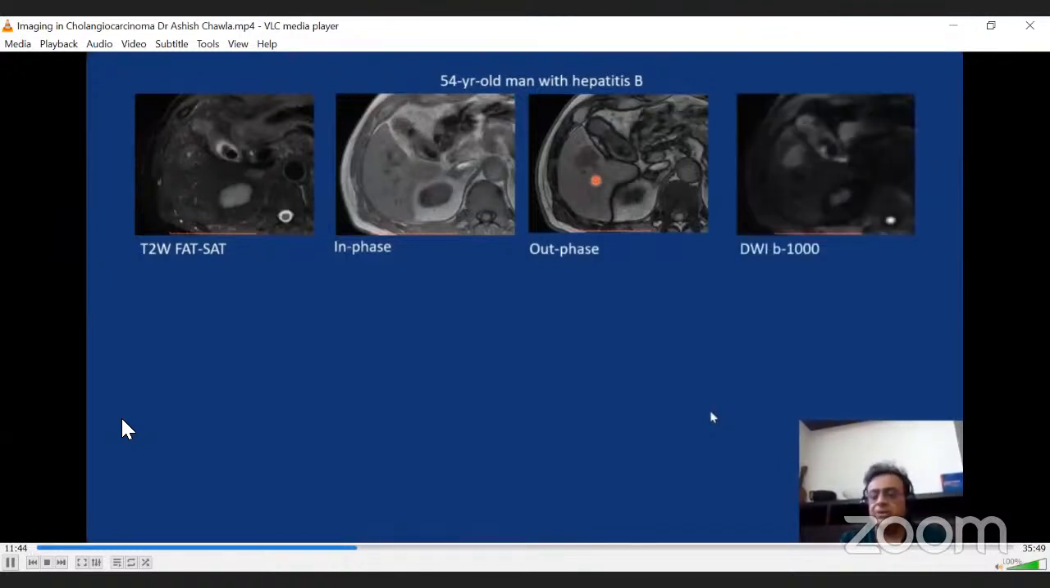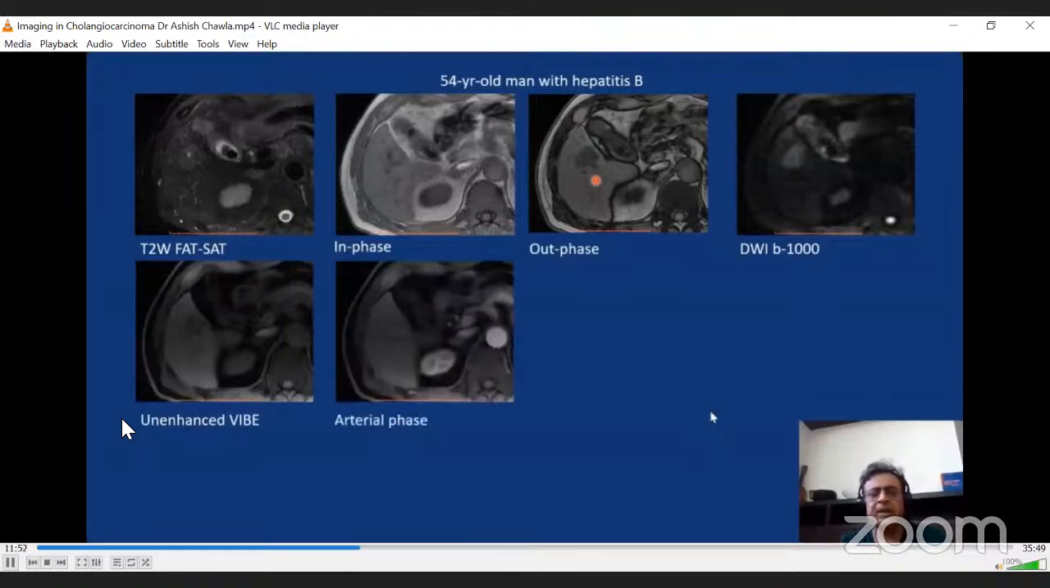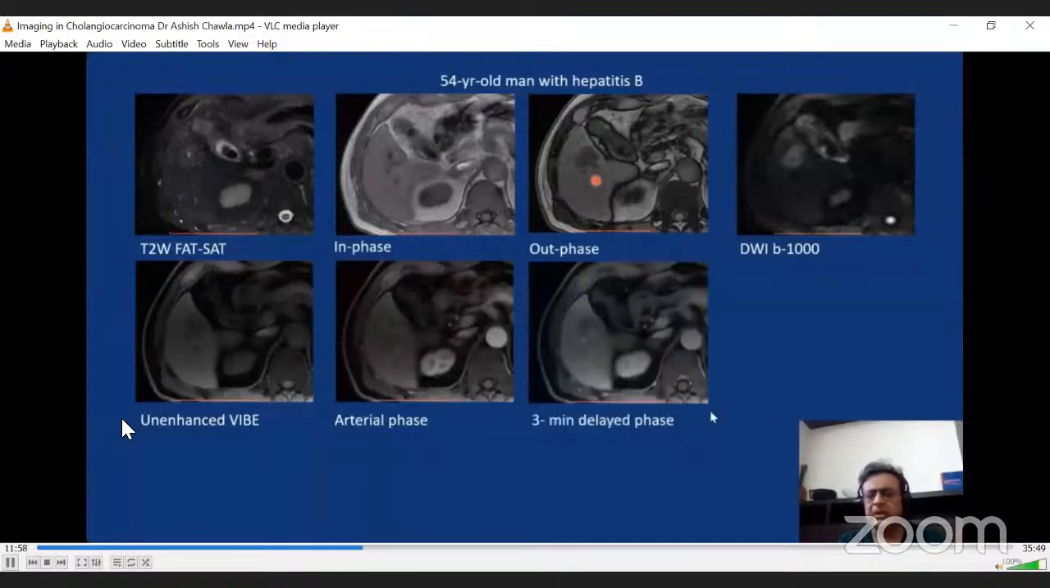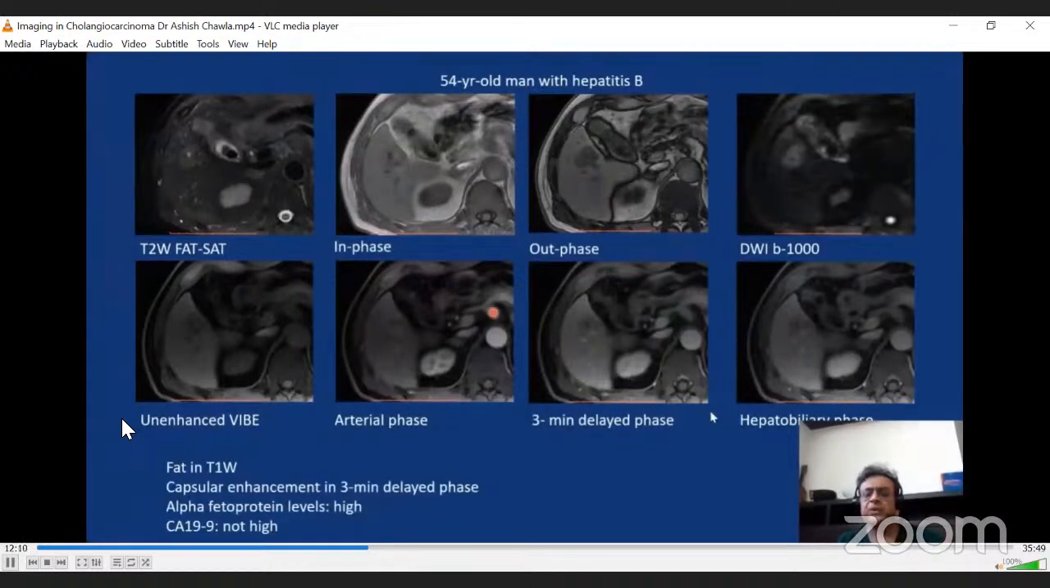This is bright on high B value images. I'm not showing the diffusion, but it was dark on ADC, so there was restricted diffusion. In the arterial phase, there is very mild enhancement compared to the unenhanced images, not the typical enhancement pattern of hepatocellular carcinoma. But what is interesting is that in the 3-minute delayed phase, in the hepatobiliary phase, there is a peripheral capsule formation. So we have two pieces of evidence toward hepatocellular carcinoma.